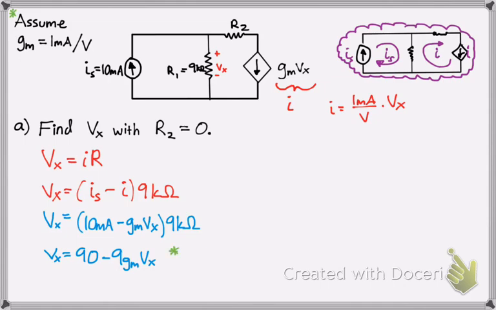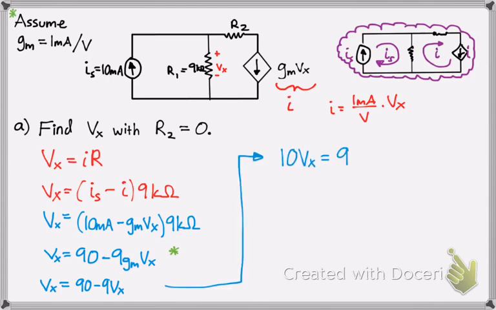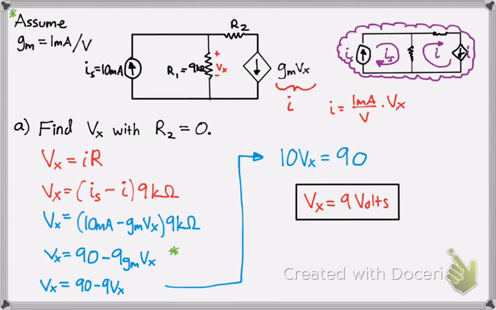Now notice on the top left, the assumption says that gm is 1 milliamp per volt, so we can just get rid of that. It's just like multiplying by 1, so we have 90 minus 9 Vx. Notice we have a Vx on the left side of the equation and a Vx on the right side, so we can rewrite the equation as 10 Vx equals 90. I just realized that it wasn't 90, it said 9, not 90. Divide by 10, you get 9 volts, so Vx is 9 volts.